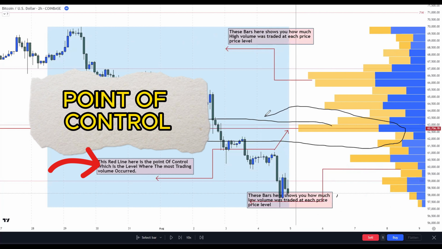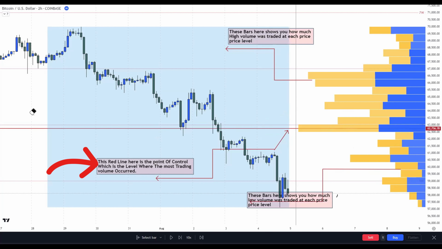This red line here is the point of control. This is what we call the point of control, which is the level where the most trading volume occurred. So if you watch this red line here, you can see that this is where a lot of trading volume occurred. When price pulls back to this level, it could be used as a form of what? Supply zone, or as a form of resistance to push price what? Much lower.